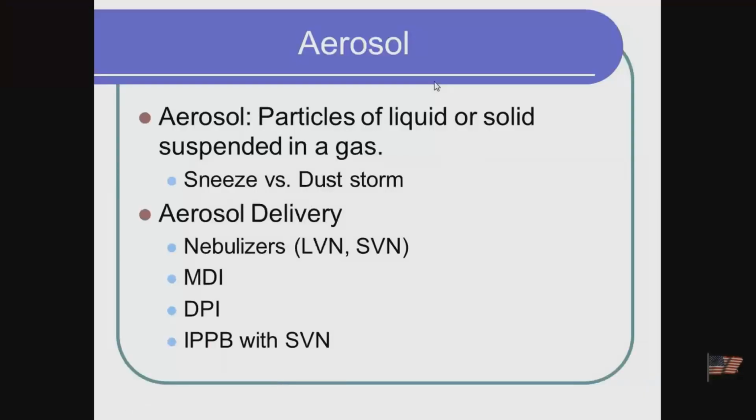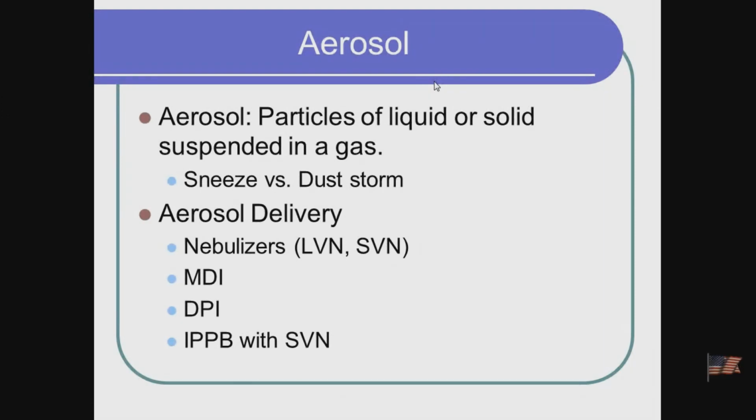Okay, the term aerosol is really talking about some sort of a particle that is suspended in a gas. It can be liquid, can be any kind of a solid material. I give the examples of a sneeze or a dust storm. Those are both examples of aerosols.